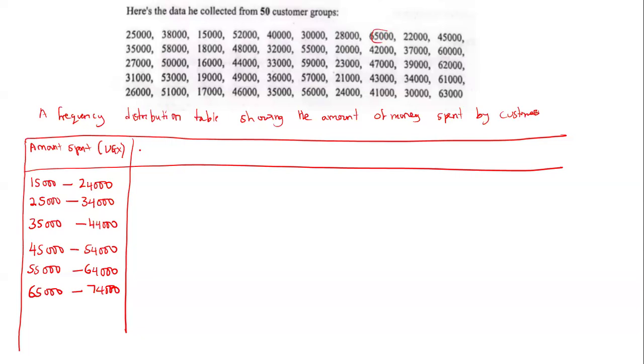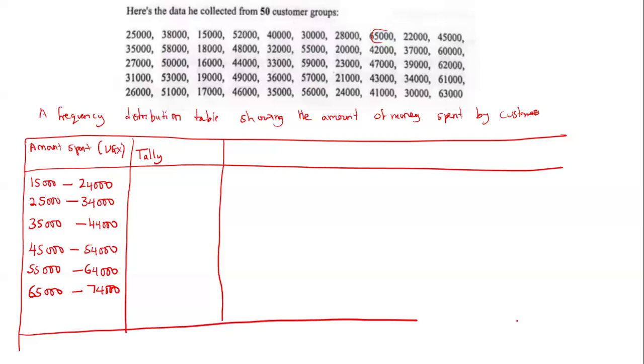Then the next one, I'm going to put my tally. Now the tally is the one that is going to help us find the frequency. So I can cross my table very well. Now, for your tally, I cancel whatever I finish, such that you don't repeat.